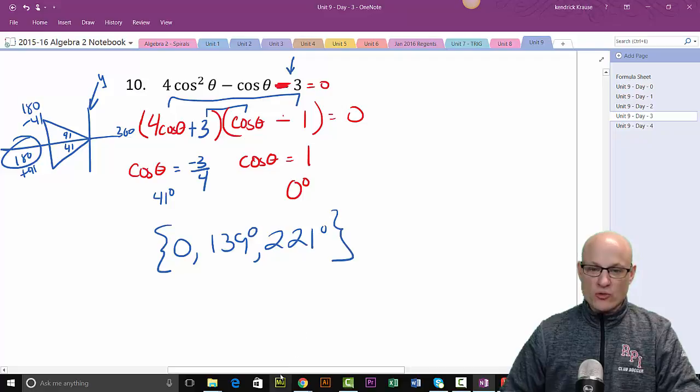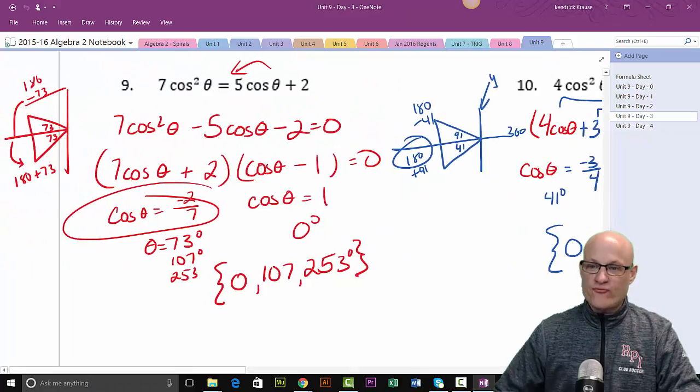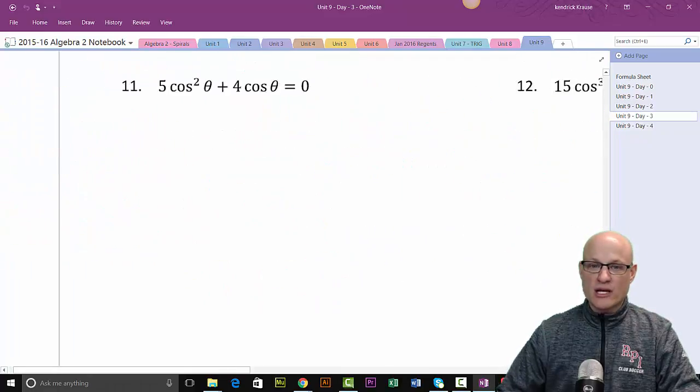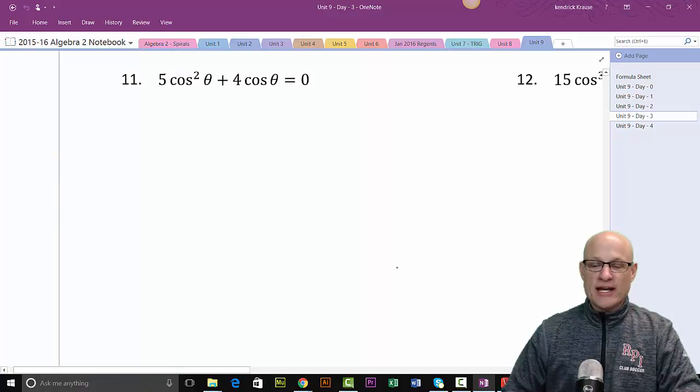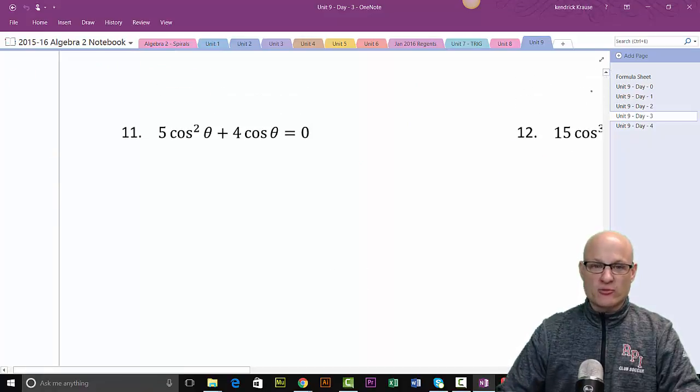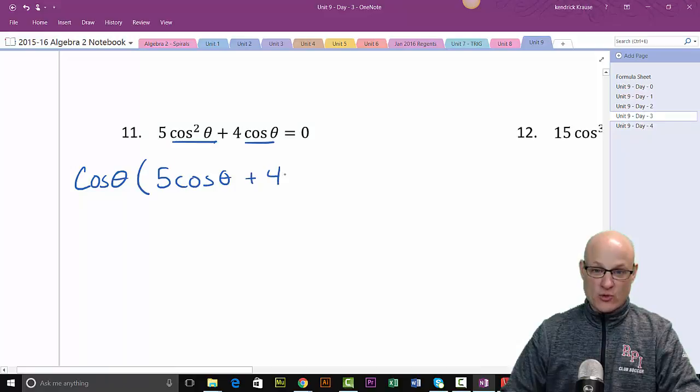We got 2 problems left. Again, one of the most missed questions on the test will be one like this. It's got a GCF. I can take that GCF out. The only thing they have in common is a cosine theta. So I'm left with 5 cosine theta plus 4 equals 0. Set them equal to 0. Cosine theta equals 0. Cosine theta equals negative 4/5.